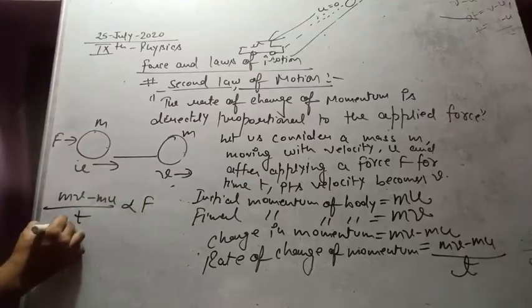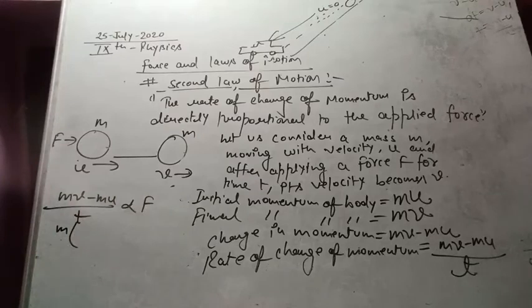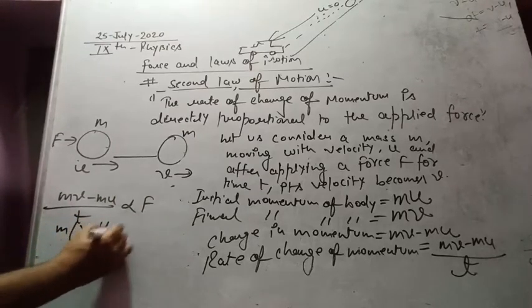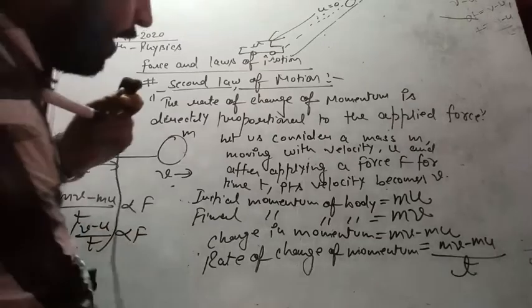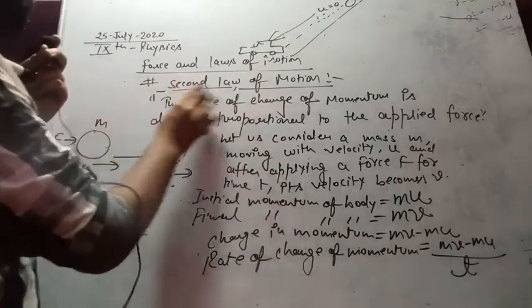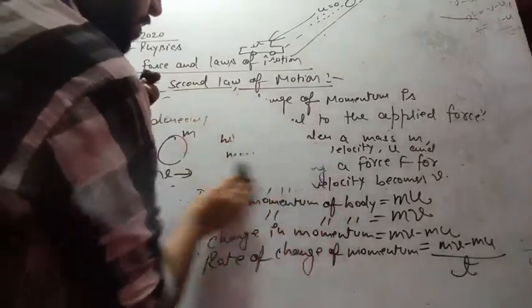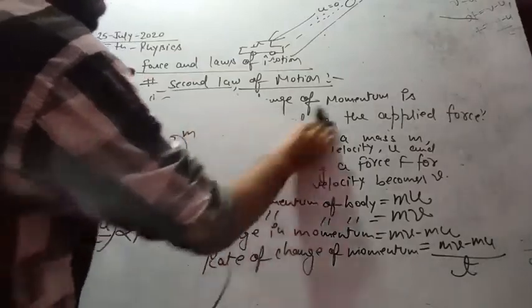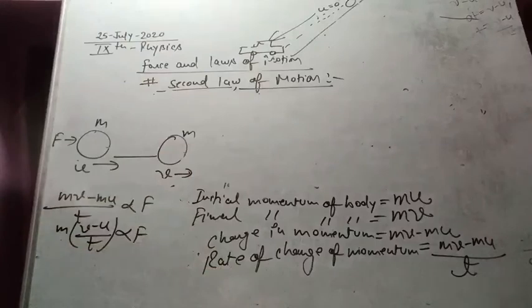Now suppose we take m common. If we consider m common, what is remaining? v minus u upon t, proportional to F. If students are not able to see, I can write it somewhere else. So I think that this introduction part everyone has understood. So let me write it here. So rate of change of momentum is directly proportional to applied force.